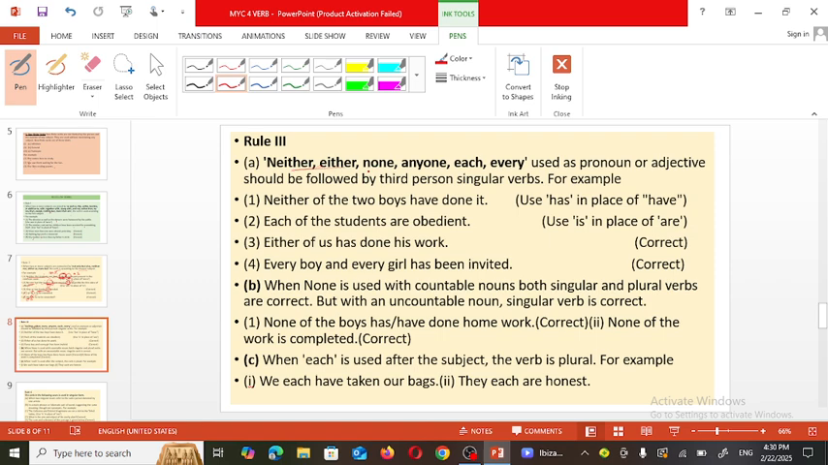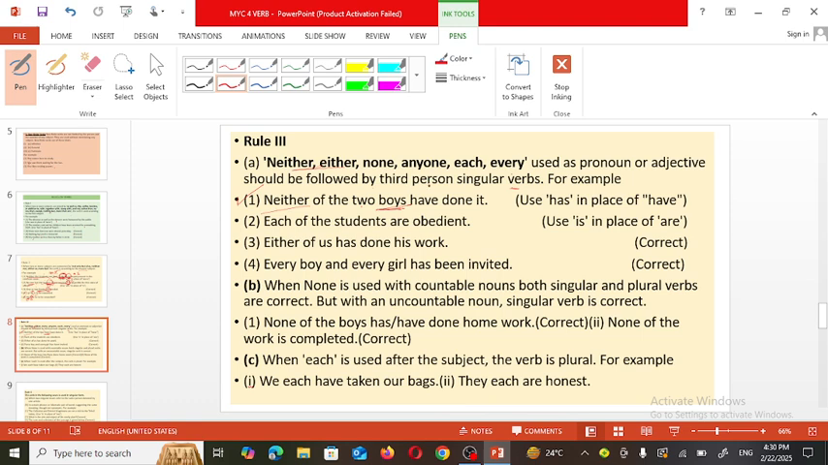Neither, either, none, anyone, each and every. When used as a pronoun or adjective, they should be followed by a third person singular verb. For example, see the first sentence. Neither of two boys means, from these two, no one. So here we have to consider it as one, meaning singular.